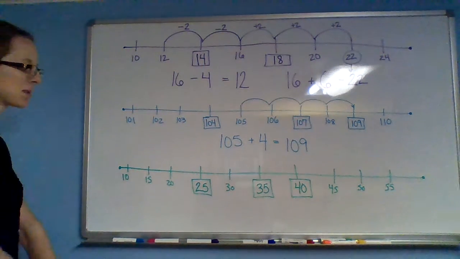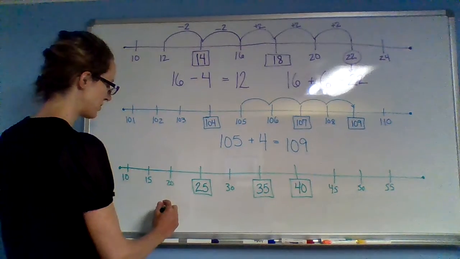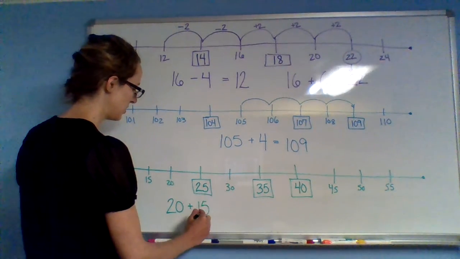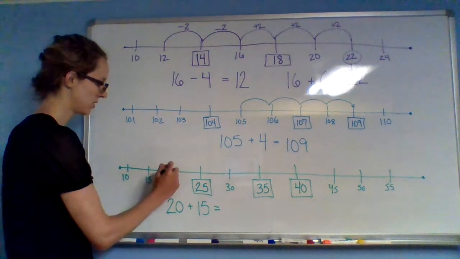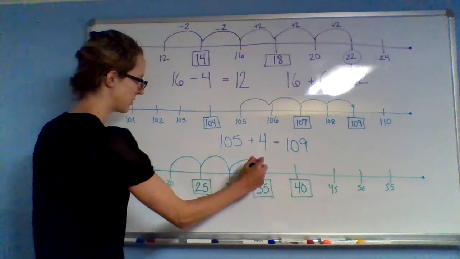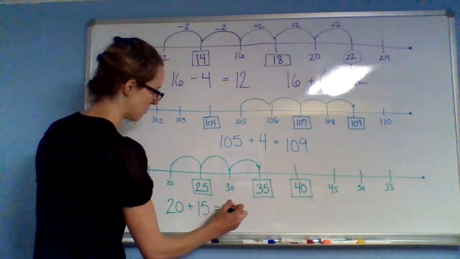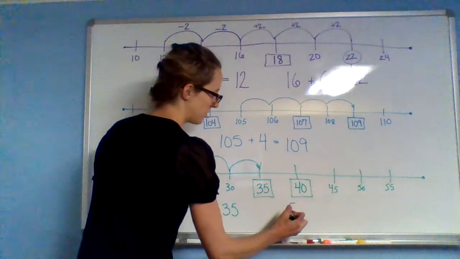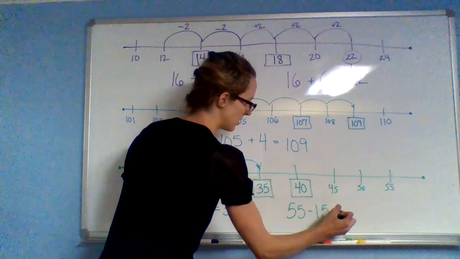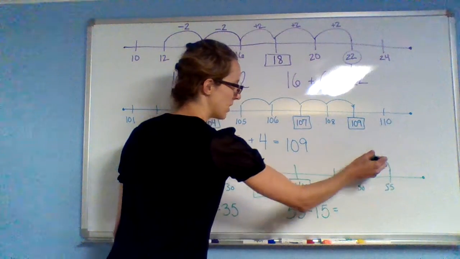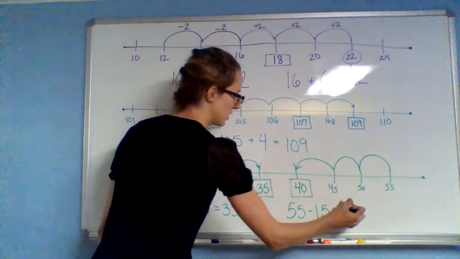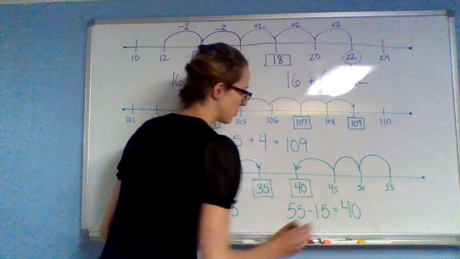I could then write number sentences using counting by fives. So 20 plus 15 equals, here's plus 5, plus 10, plus 15 equals 35. 55 minus 15 equals, 55 minus 5, 10, 15 equals 40.